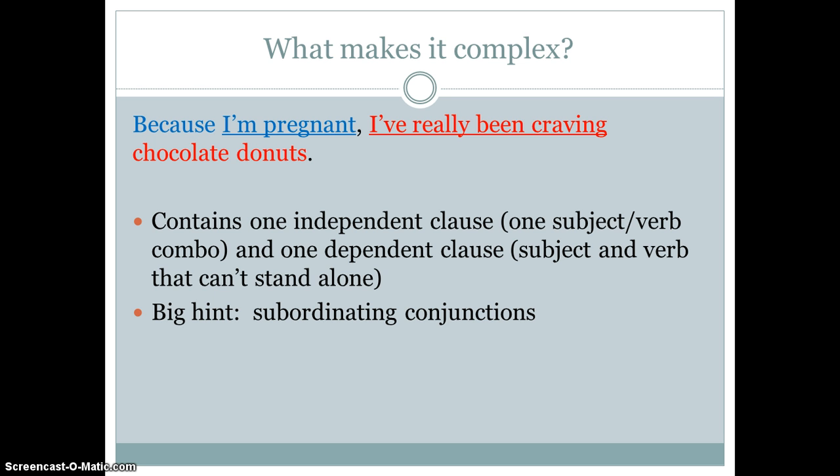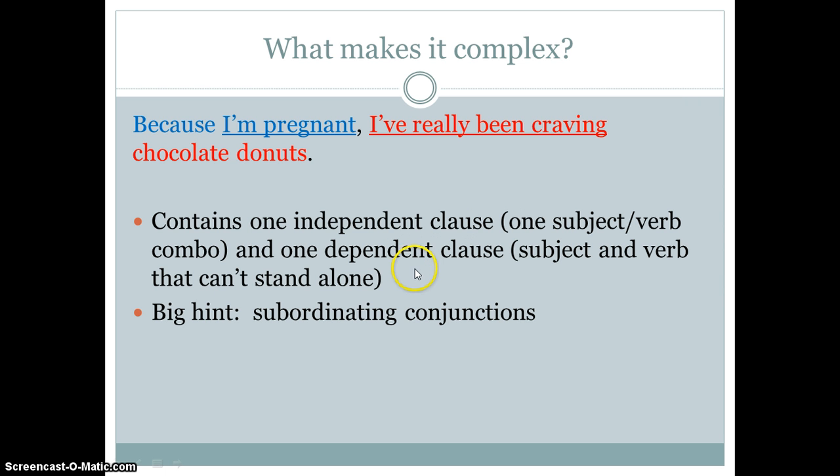Alright, so what makes a complex sentence so complex? It contains an independent clause. Just one. We'll get to that in a second. So one independent clause. So here: I've really been craving chocolate donuts, and sadly this sentence is true. I am pregnant and I really, really like donuts right now. That's okay. My husband gets them for me, so that's good. So here's my independent clause. And again, a reminder on what an independent clause is: it's one subject, so I, and then one verb, have been craving, technically.